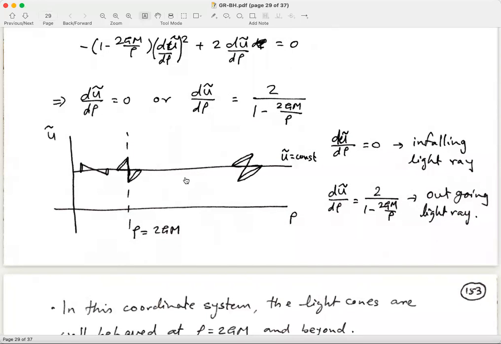Now, if you are looking at these light cones defined by these two equations at rho greater than 2 gm, then you typically find that the light cone would look like this. As a result, infalling light would follow this trajectory, and this trajectory is a statement that du tilde by d rho is equal to 0. That is the infalling light ray. On the other hand, a light ray which would go along this line is the light ray which is outgoing, because this is the angle larger than 90 degrees, and that direction is picked up by du tilde by d rho is equal to 2 upon 1 minus 2 gm by rho.